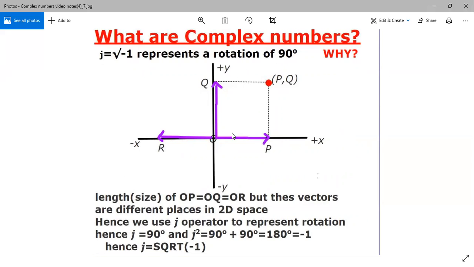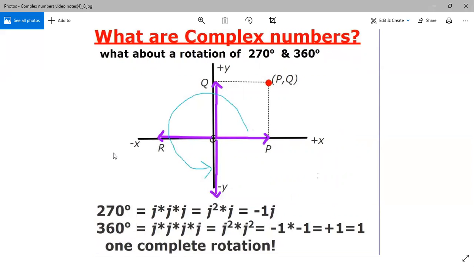And that's explaining, again, the J operator, and why it's the square root of -1. J represents a rotation of 90 degrees. If we rotate again, another 90-degree rotation from OR to point vertically down, we have then done 3 J rotations, J times J times J. J squared is -1, so that's a rotation of 270 degrees, or -J. If we rotate again to get back to where we started, there shouldn't be a J operator, because we're back to the horizontal reference.